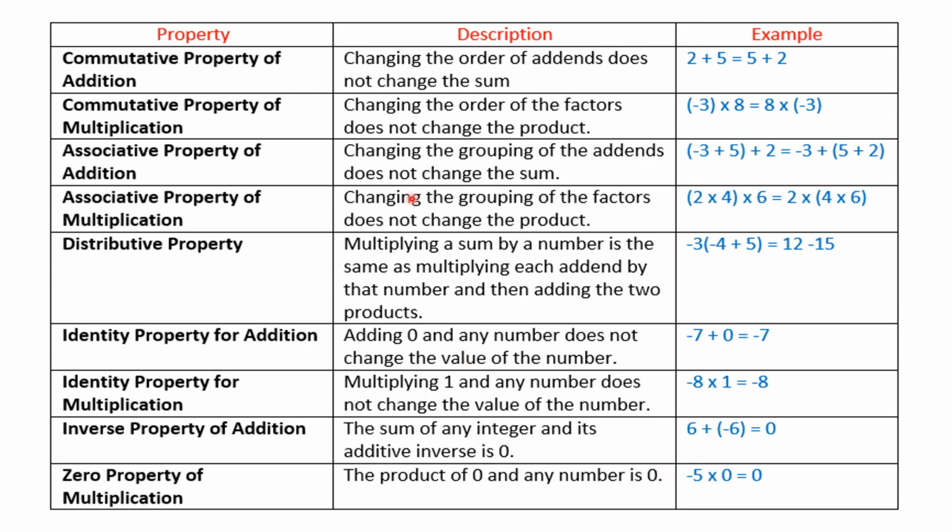So these are all the different properties, put in the form of a table clearly. First one is commutative property of addition and multiplication. You can see the example clearly over here. Next is associative property of addition and multiplication. Next is distributive property. Next is identity property for addition. 0 is the additive identity and 1 is the multiplicative identity. And this is the inverse operation. Additive inverse of 6 is minus 6. So addition will give you 0. And the zero property of multiplication is any number multiplied by 0 will give you 0.